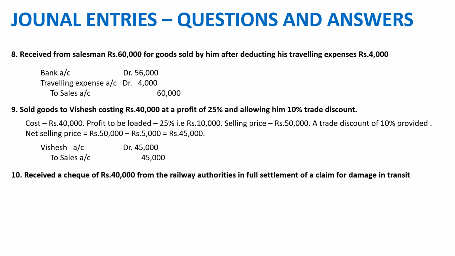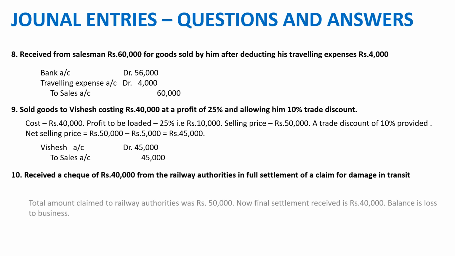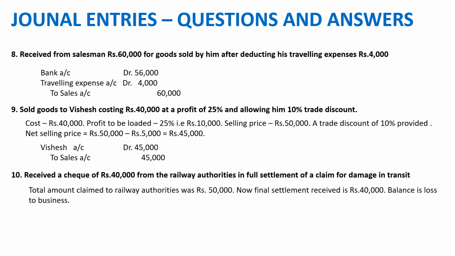Next transaction. Received a cheque of rupees 40,000 from the railway authorities in full settlement of the claim for damage in transit. So what was the damage? The damage was for 50,000. Now what has happened? You are getting only 40,000. And what is the net loss? It is 10,000 rupees. So what entry are you going to post now?